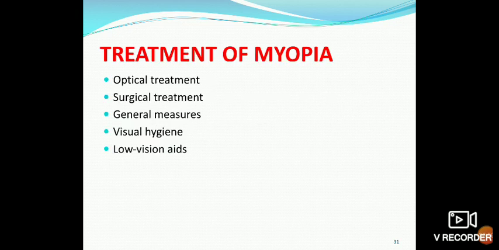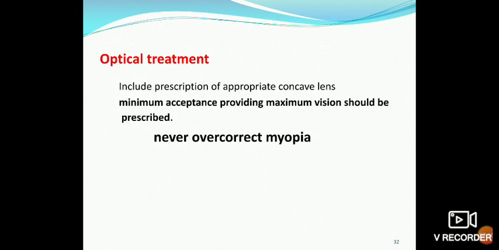Okay. We will see the treatment of myopia. There are various modalities: optical treatment, surgical treatment, general measures, visual hygiene, low vision aids. We will see one by one. Optical treatment is the most common treatment, and we prescribe which type of lenses? Concave lenses. Why? If we see the optical condition of the eye in myopia, what happens?